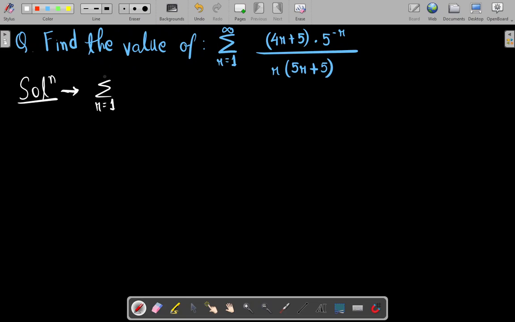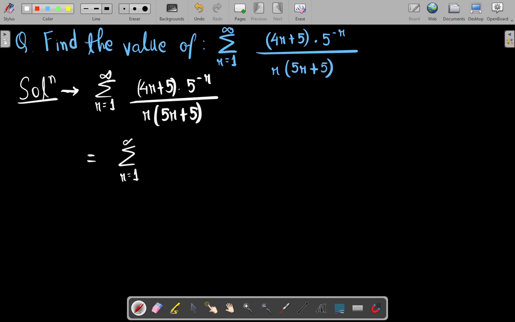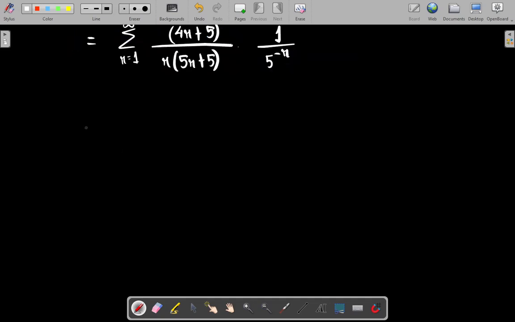If we start with the sum, we are given the sum r goes from 1 to infinity of 4r plus 5 times 5 raised to the power minus r upon r times 5r plus 5. Okay, so if we try to isolate this 5 raised to the power minus r and write it separately, the numerator is now 4r plus 5 and the denominator is r times 5r plus 5, and we are writing this separately for the time being.